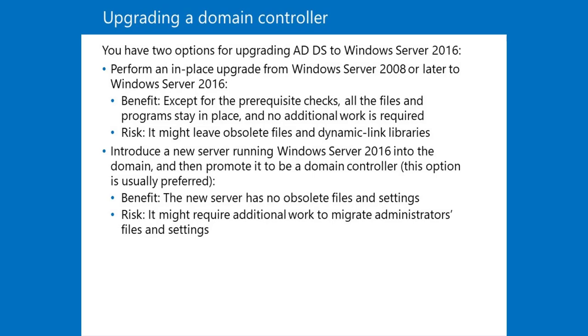The process for upgrading a domain controller is the same for any version of Windows Server starting from Windows Server 2008 through Windows Server 2016. You can upgrade to a Windows Server 2016 domain in one of the following two ways. You can upgrade the operating system on existing domain controllers that are running Windows Server 2008 or later. You can add servers running Windows Server 2016 as domain controllers in a domain that already has domain controllers running earlier versions of Windows Server.